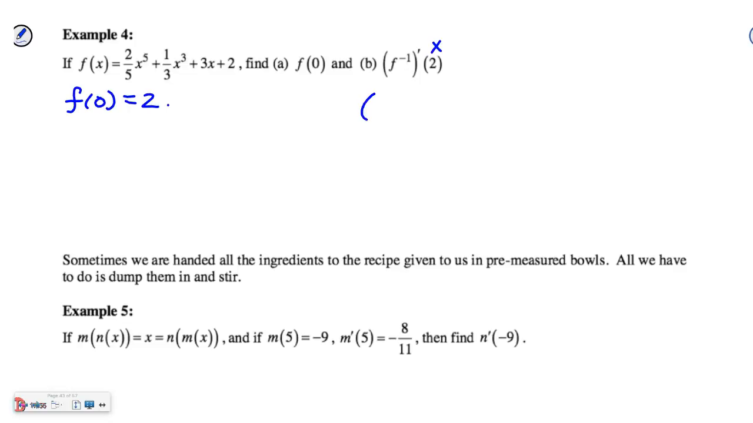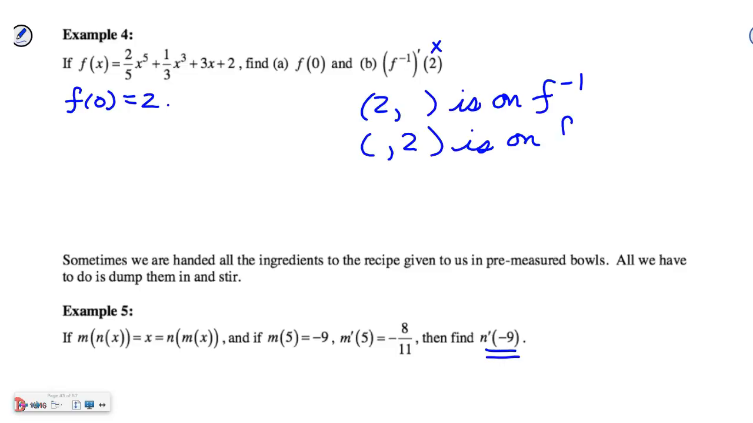You're going to get your points. You're going to go 2 comma something is on f inverse. They will always hand you that x value of the point. And you're going to say, well, the corresponding point, something comma 2, is on f. And you're going to write that. It's going to help you get the points. It'll either be handed to you or very easy. Something comma 2 is on f: 0. It's right there. So you're going to get your corresponding points. That's phase 1. Get your points.